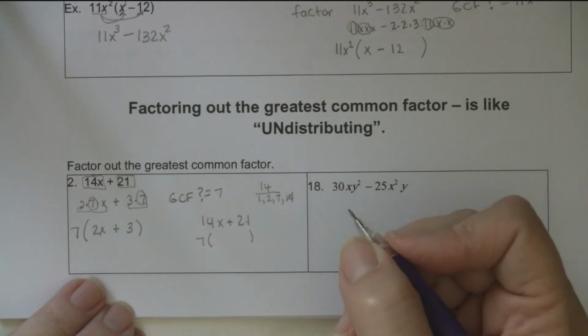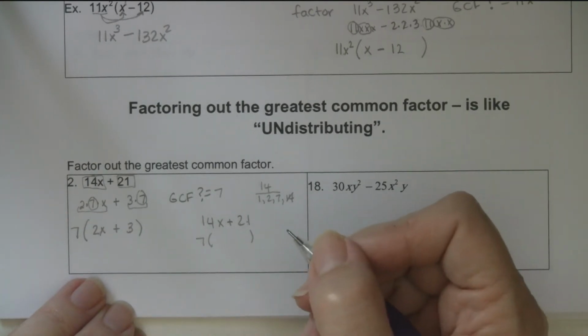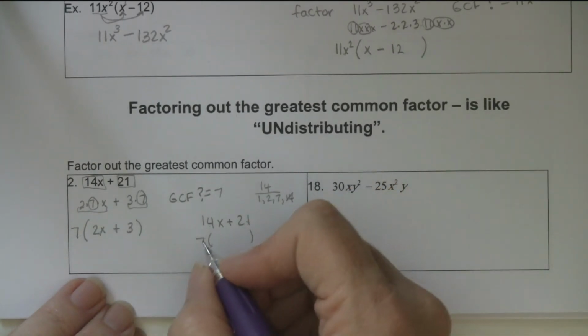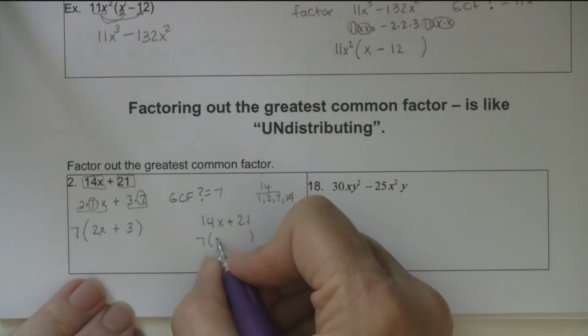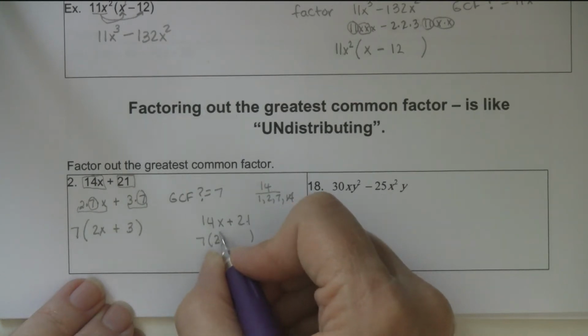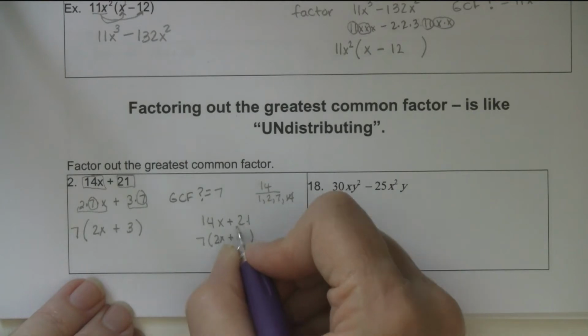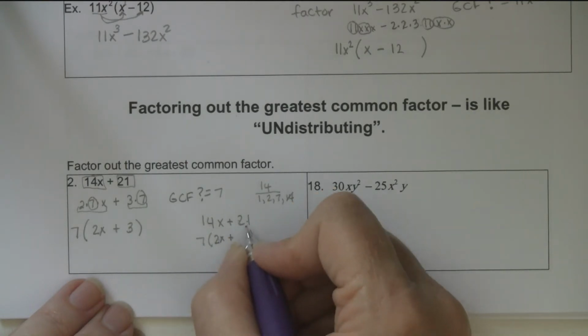So people do it that way as well, and then they unmultiply. They say 7 times what is 14? Well, 7 times 2. And I need the x, right? To make 7 times 2x is 14x. Positive times a positive is a positive. 7 times what is 21?